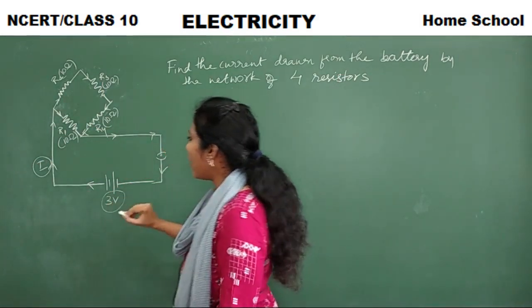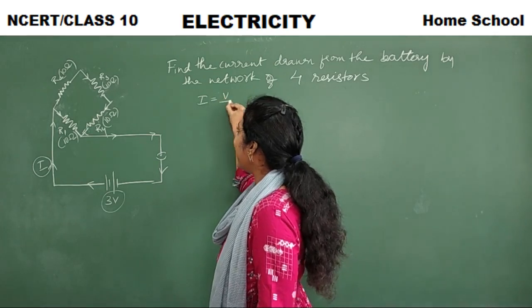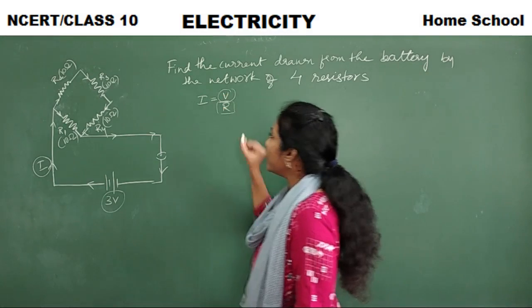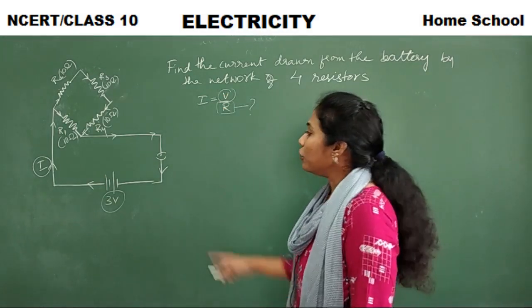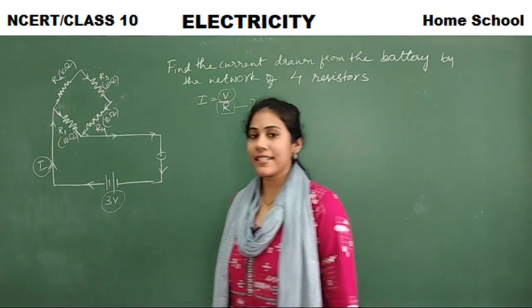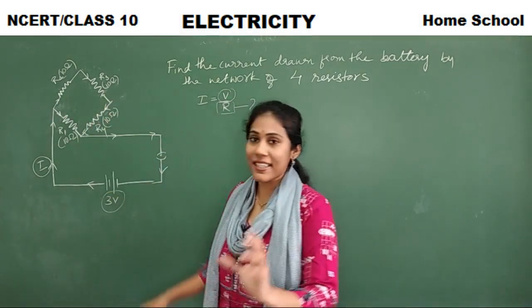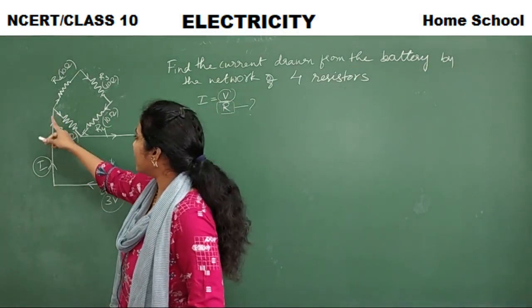Voltage is given. So how do you calculate the current? I is equal to V by R, isn't it? Voltage is given, but you want the total resistance. This is the question mark. Right? So how do you calculate the total resistance first? Observe the 4 resistors that are connected. You see here, this is our circuit actually, right?